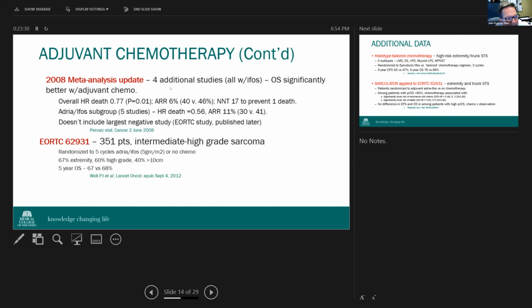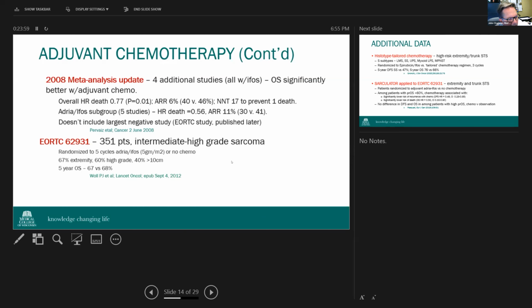And even in the current day, that's still how we think about chemotherapy: you're trying to make sense of some odds that are out there and talk to a patient about that so they can make an informed decision with you about what they want to do. A criticism of this meta-analysis would be that the largest randomized controlled trial was not included. It was published a few years later, and that's the EORTC study.